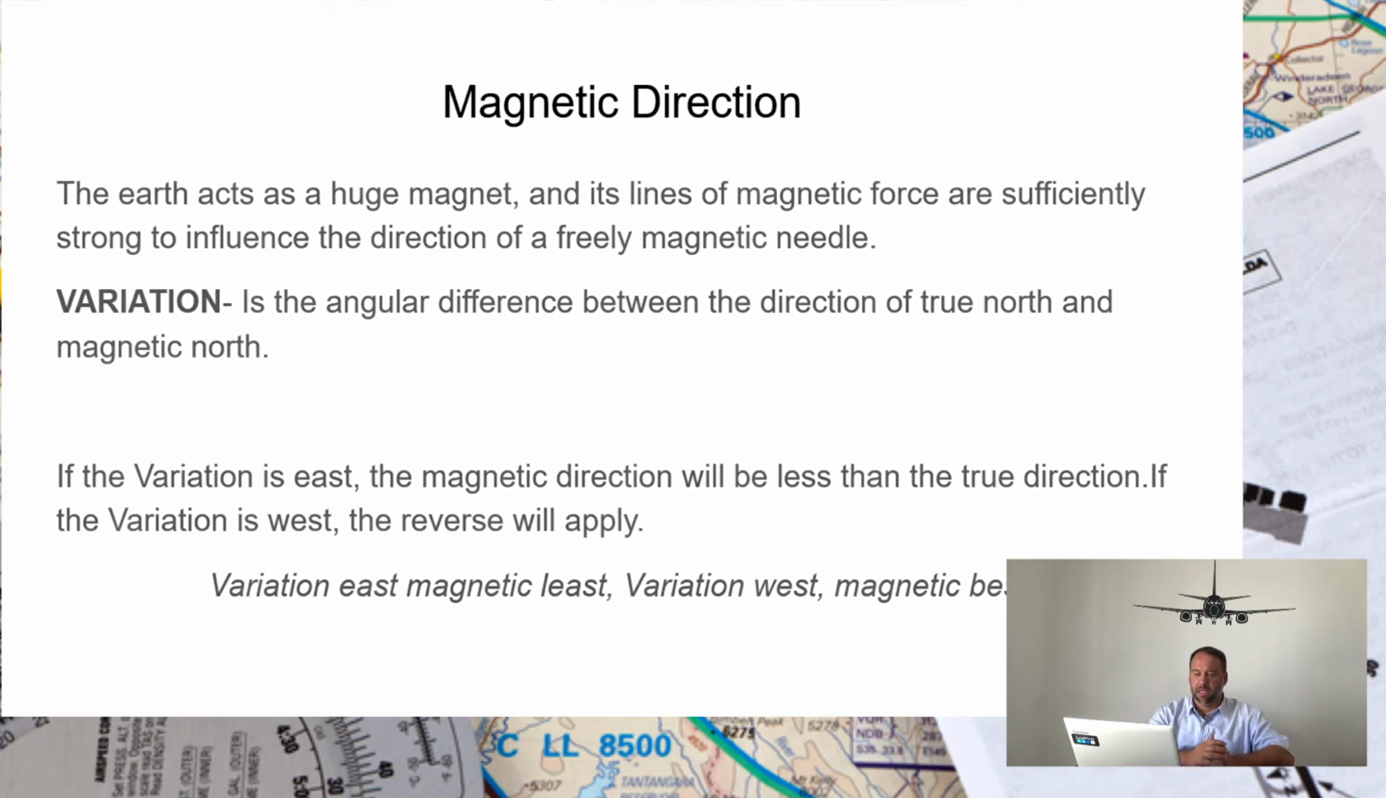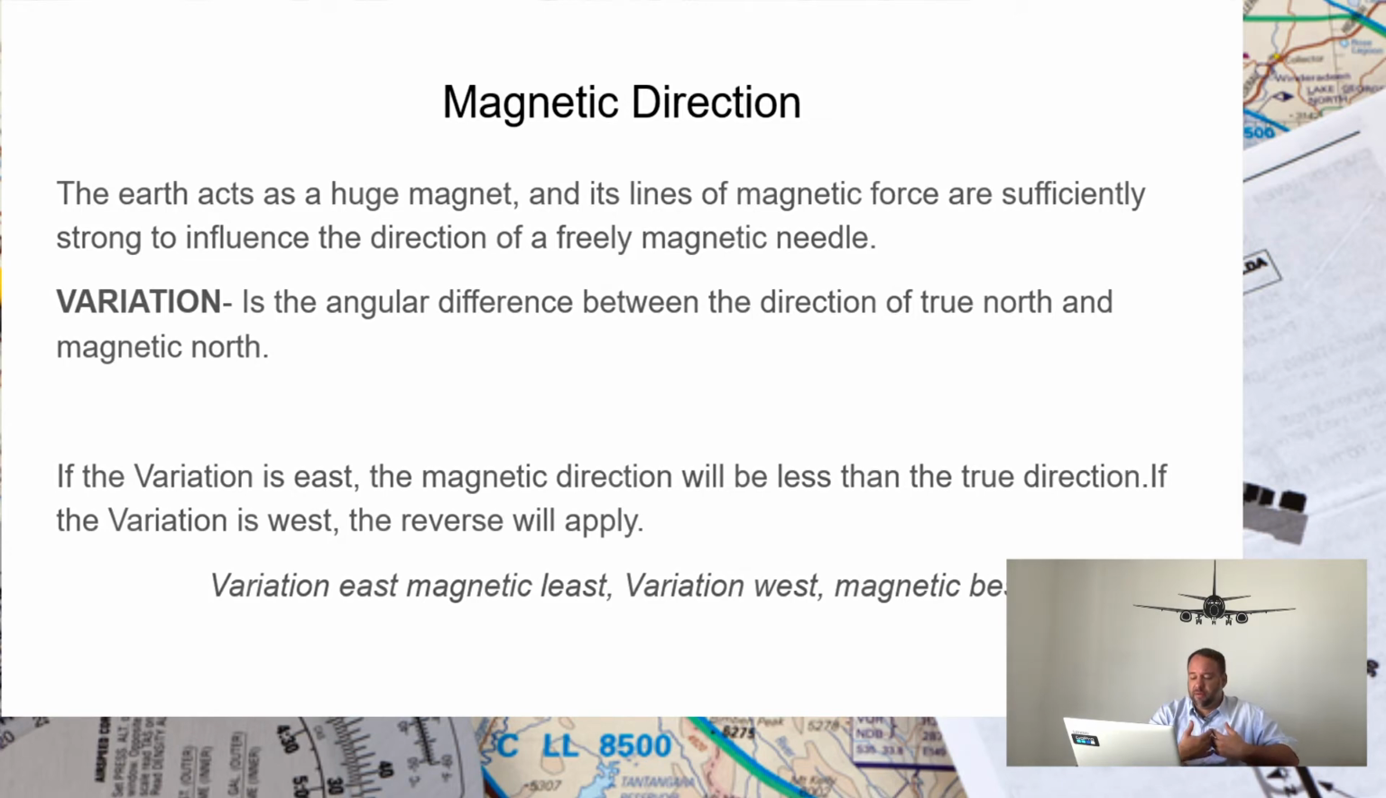Magnetic direction, that's what we really use when you're flying. The Earth acts as a huge, gigantic magnet, and its lines of magnetic force are sufficiently strong to influence the direction of a freely suspended magnetic needle. Variation is the angular difference between the direction of true north and magnetic north.